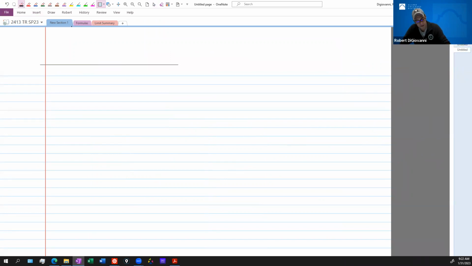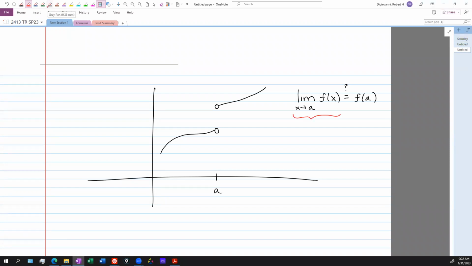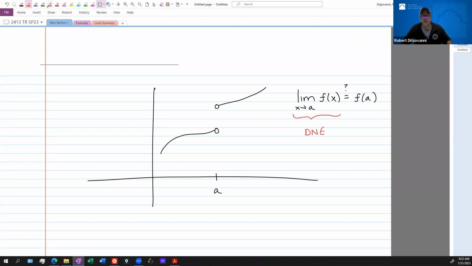What if we have a graph that does this? Let's say at A, we have this, and then we have that. So there's a jump, right? So we're asking ourselves, is the limit as x approaches A of f of x equal to f at A? So somebody tell me what the left side of this is. Does not exist, right? Everyone clear on that? That doesn't exist because from the left and right, we're going to different places.